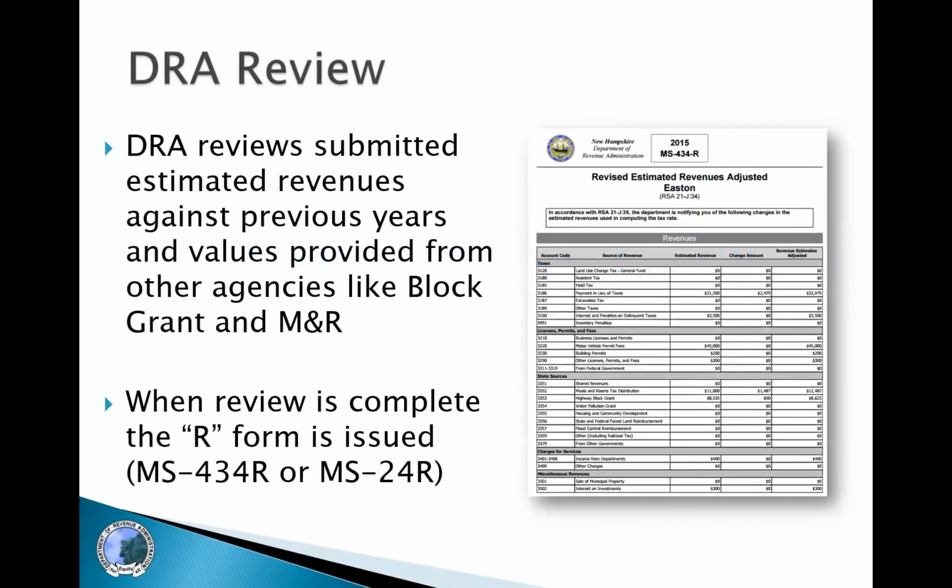So just to go over what the DRA's review actually is, for those of you who have not been through the process in prior years, they're going to review your revised estimated revenue submissions. They compare it against previous year values and any values that they get from other state agencies. So these would be things like Meals and Rooms or the block grant. So they pull all this together and they take a look at your revenue estimates versus what they have on file. You may get some questions from your advisor, but typically with these reviews, there's not a whole lot of feedback. Most people don't run into too many issues here. So the advisor will complete the review and you'll get that MS434R.